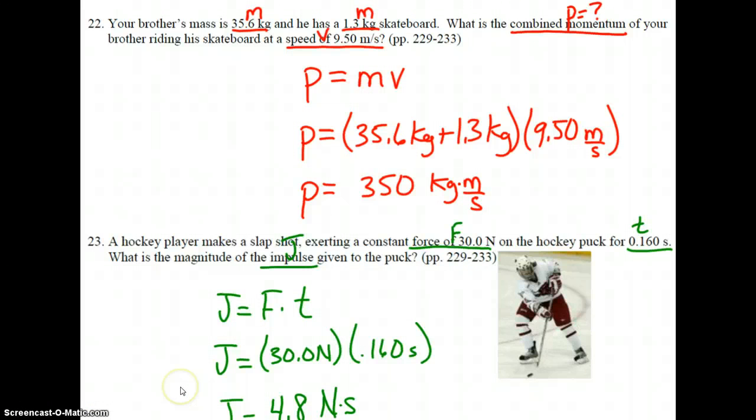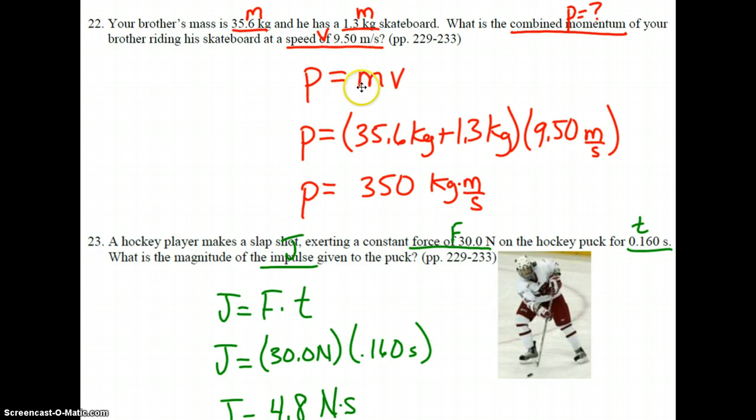Moving on to number 22. Your brother's mass is 35.6 kilograms, so M, and he has a 1.3 kilogram skateboard, so another mass. What is the combined momentum, so P, of your brother riding his skateboard at a speed of 9.50 meters per second? And we know that's V.